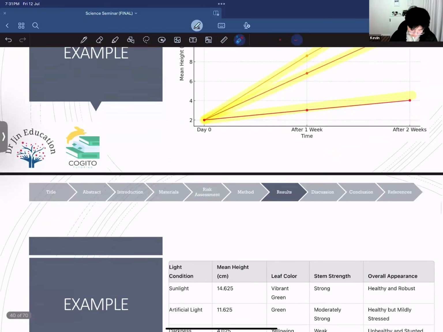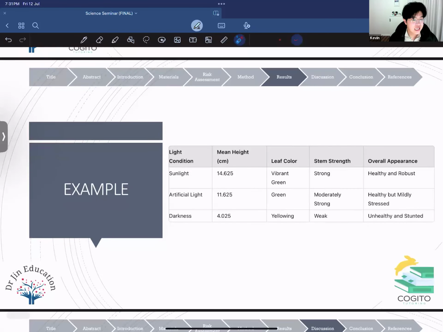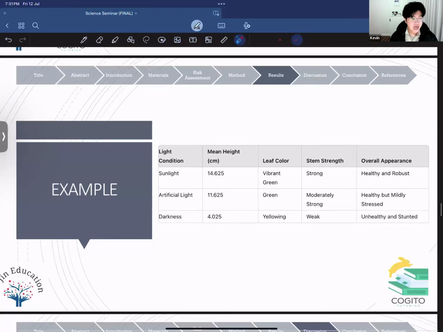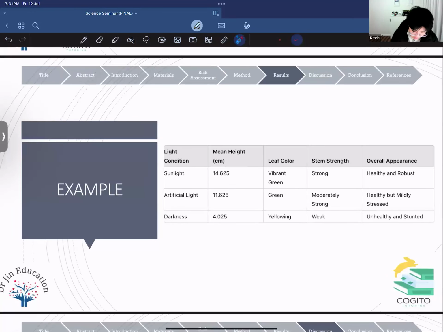Now, another example is a table like this. So a comparative table. Here you have light conditions: sunlight, artificial light, darkness. You have the mean height, so the average height that they grew to. The leaf color, stem strength, overall appearance. So when you combine them all into one table, you can compare them. It helps you compare better. All right, so that's another example.